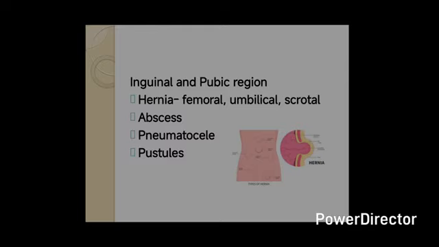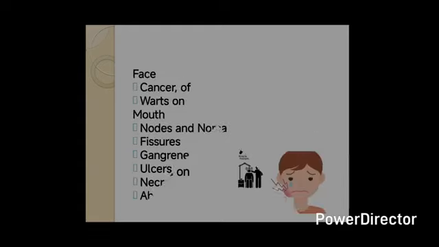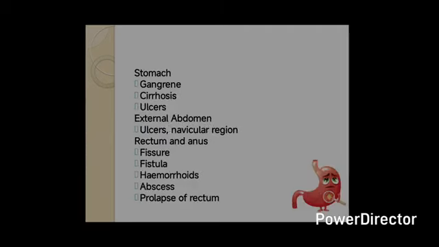The Inguinal and Pubic region contains rubrics like hernia and its types, abscess, pneumatocele, pustule. In Eye and Vision, we have rubrics like pterygium and cataract; in Nose, polyps and warts. The Face chapter contains cancer and warts. Chapter Mouth contains nodes and noma, fissures, gangrene, ulcer, necrosis of hard palate, abscess of tonsil. The chapter Stomach and Abdomen contains gangrene, cirrhosis, ulcers in umbilical region.